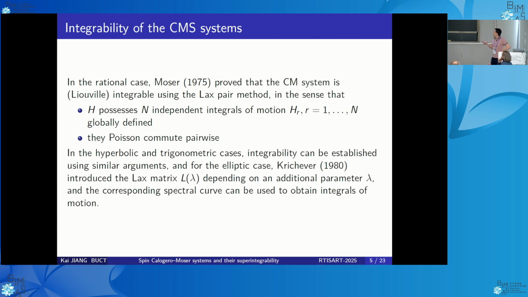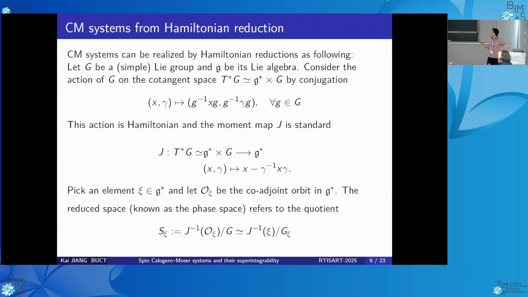For the hyperbolic and trigonometric cases, this integrability was also established by a similar argument. And for the elliptic case, the most complicated one, in the 1980s we used, for example, the spectral curve to obtain the integrals of motion. So for the classical Calogero-Moser system, we always have Liouville integrability. It means that we have enough integrals of motion.